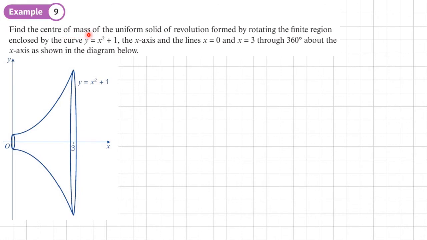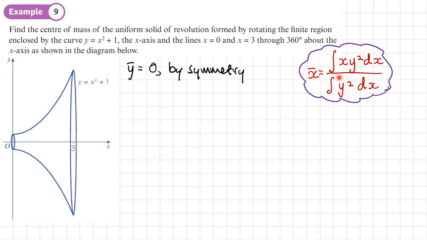Example 9. Find the centre of mass of the uniform solid of revolution formed by rotating the finite region enclosed by the curve y equals x squared plus 1, the x-axis, and the lines x equals 0 and x equals 3 through 360 degrees about the x-axis, as shown in the diagram below. So start off by writing our formula down, and then we can say that y bar equals 0 by symmetry. So x bar is going to equal our integral between our limits, which are going to be 0 and 3.